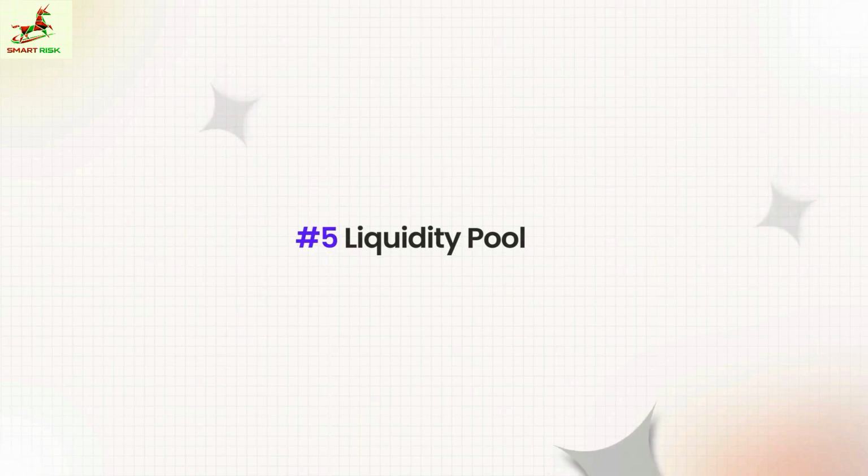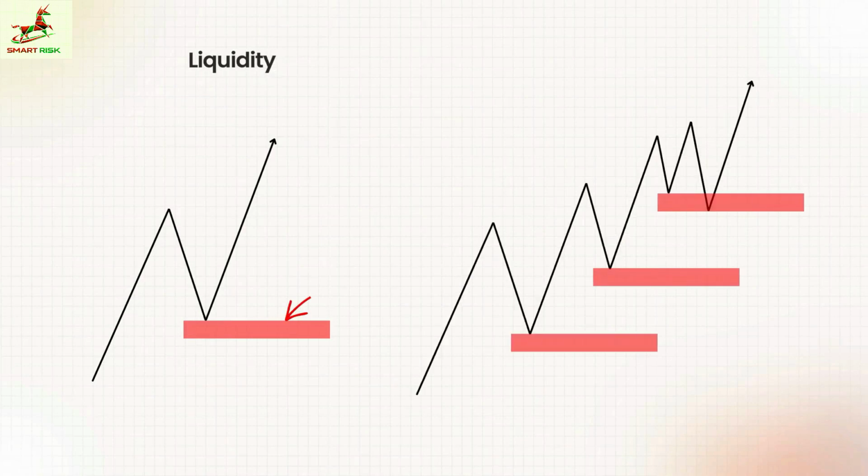Chapter 5. What is a liquidity pool? When there are stop-loss orders sitting near a single level on the chart, we simply call that liquidity. But when there's a large amount of liquidity sitting at multiple different levels in the same direction on the chart, in smart money concepts, that's called a liquidity pool.